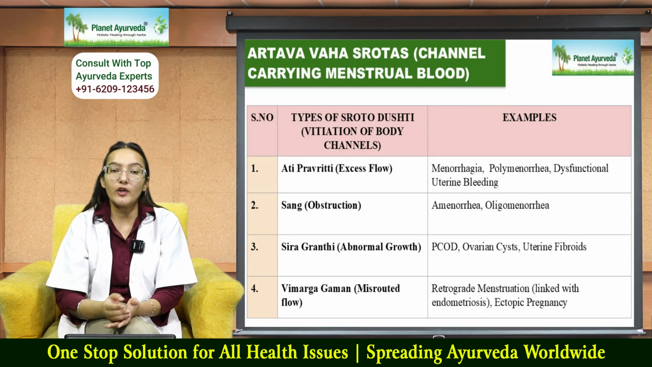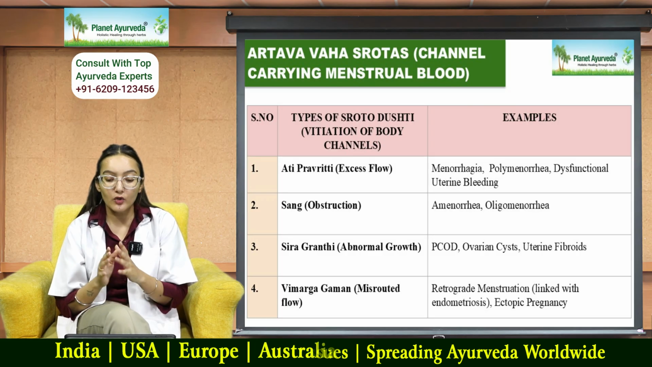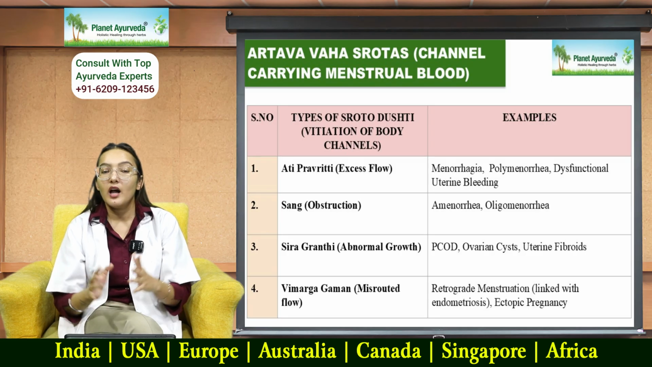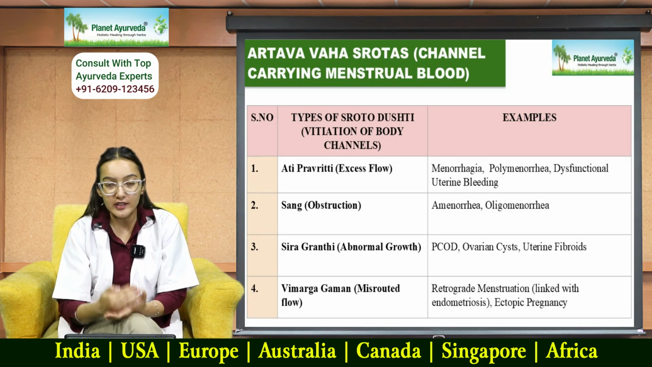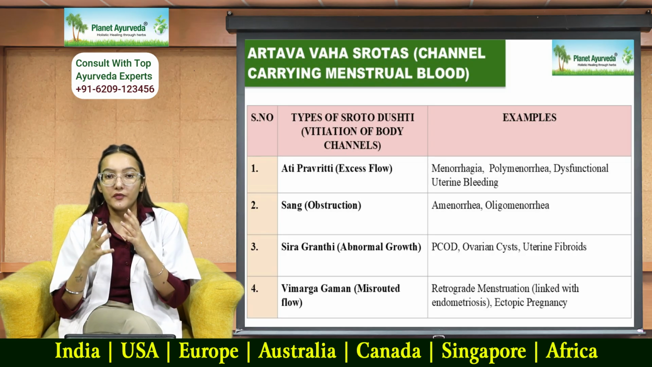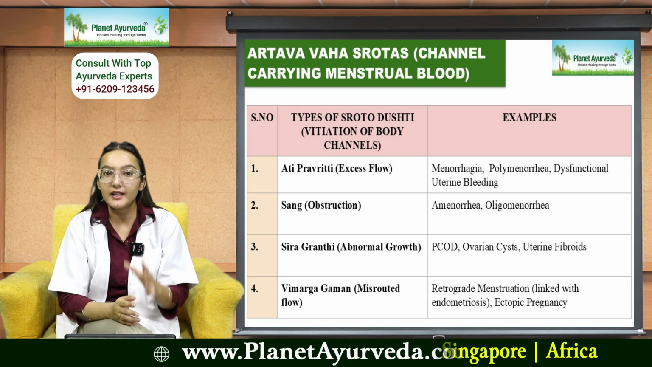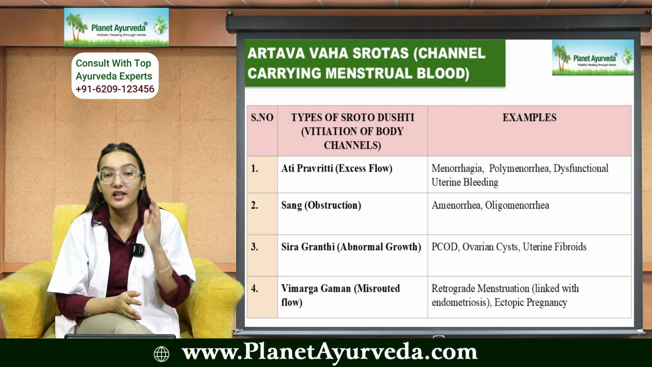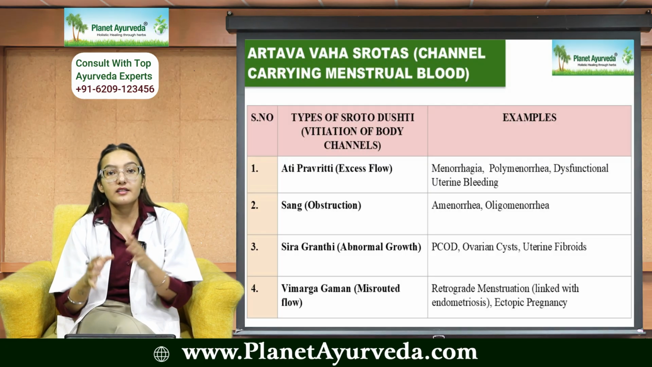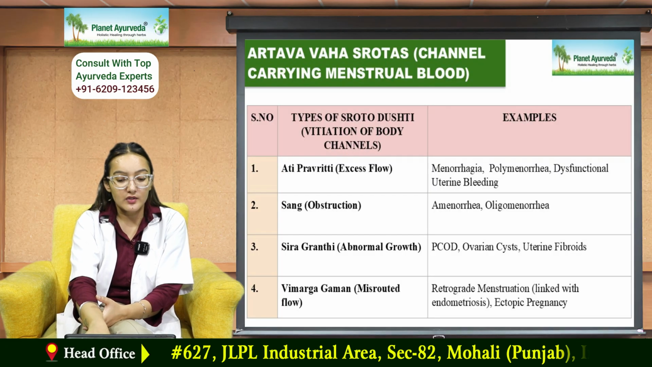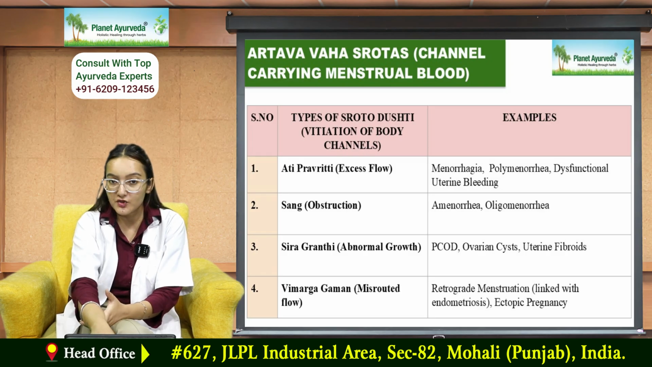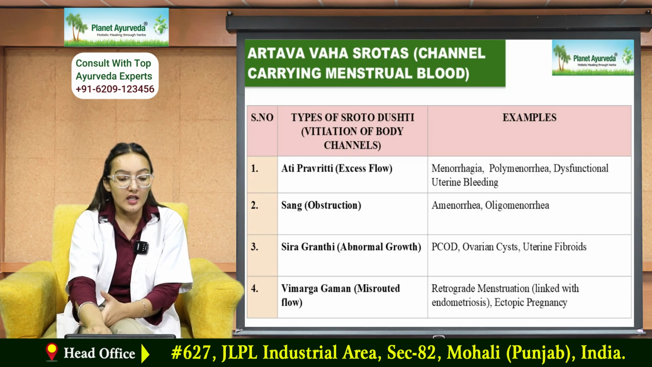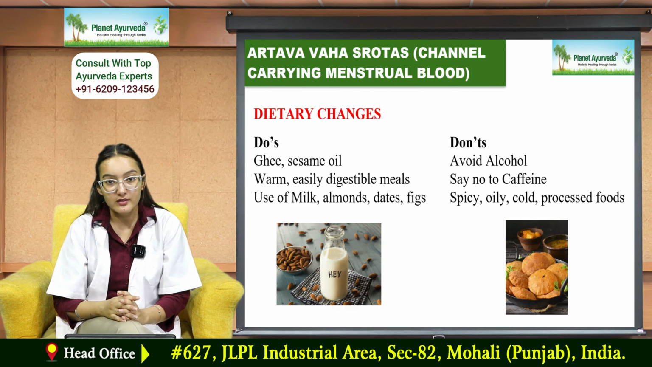On the other hand, what is ectopic pregnancy? Ectopic pregnancy means that after conceiving, after fertilization, the fetus gets placed in some other area of the reproductive system rather than the uterus. That is ectopic pregnancy. So this is misrouted flow of channels carrying menstrual blood. Then come the do's and don'ts in such cases.